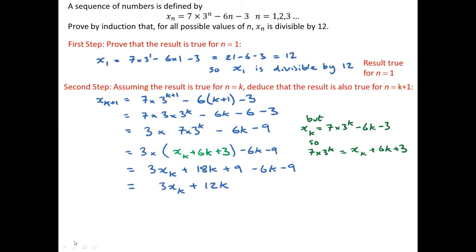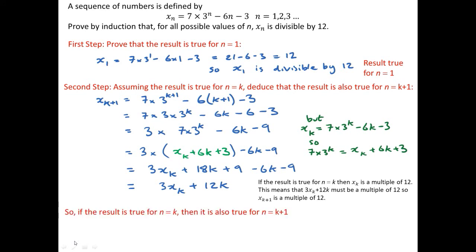Now, we're assuming that the result is true for n equals k. And if the result is true for n equals k, then that means that xk is a multiple of 12. So 3 times xk must be a multiple of 12. Certainly we know that 12k is a multiple of 12. So 3xk plus 12k is one multiple of 12 added to another multiple of 12, which must give us a multiple of 12. So we know that xk plus 1 must be a multiple of 12.